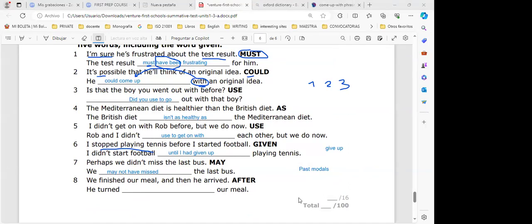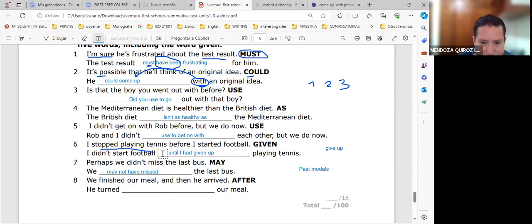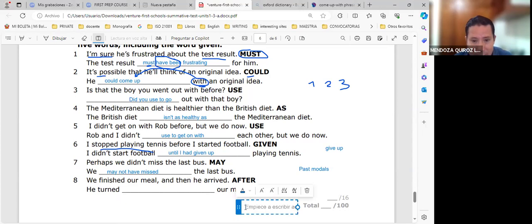I don't know actually what word he turned it out. I don't know. We finish our meal and then he arrived. Yeah. If you don't know, it's because the phrasal for when a person appears is turn up. Turn up is a phrasal.